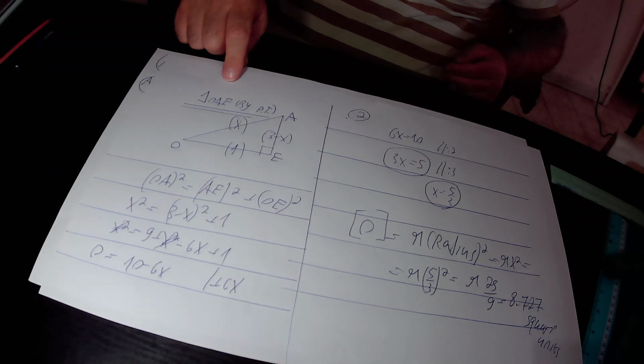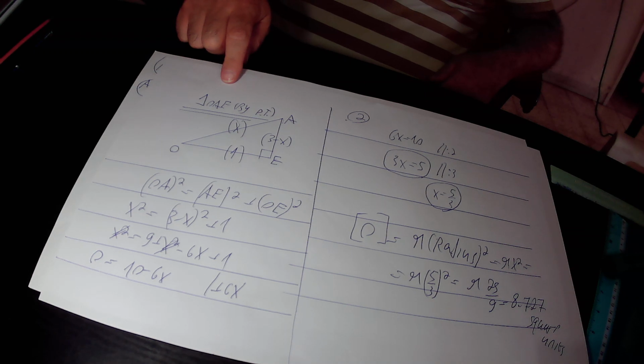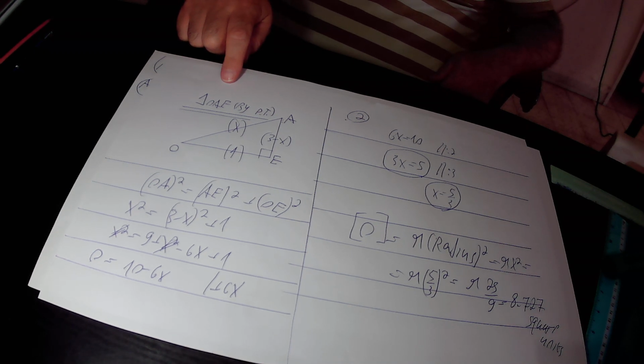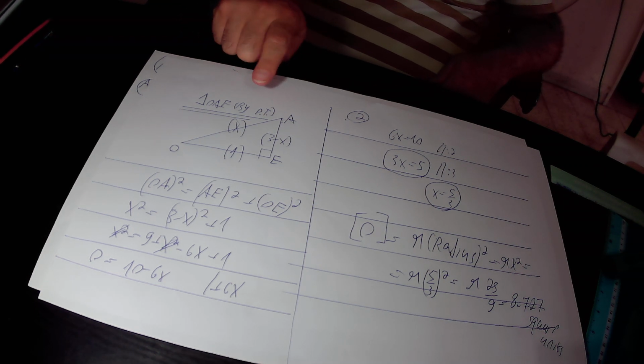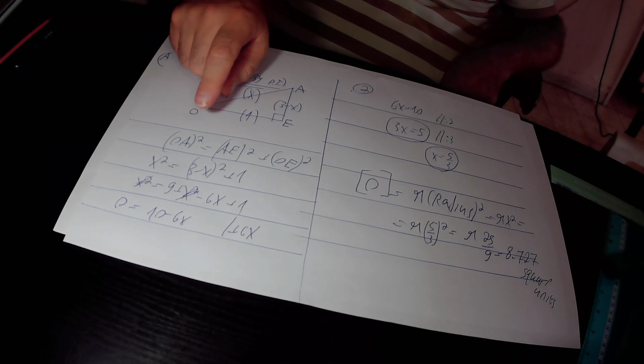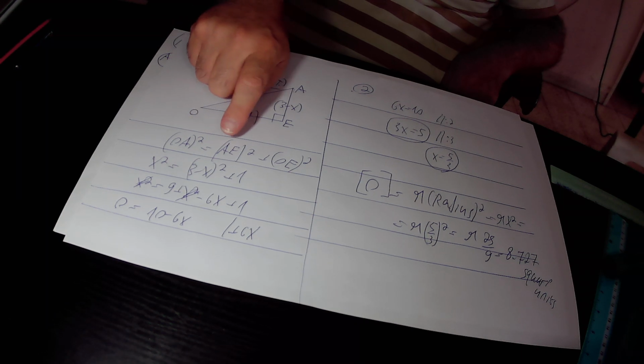This is the right triangle OAE according to the original drawing. According to the Pythagoras theorem, in this right triangle OAE, OA squared, that is the square of the hypotenuse, is equal to AE squared plus OE squared. OA is x, therefore OA squared is x squared, and it is equal to AE squared. AE is 3 minus x, therefore AE squared is (3 minus x) squared, plus OE squared. OE is 1, therefore OE squared is 1 squared, that is 1. So in total, we found out that x squared equals (3 minus x) squared plus 1.